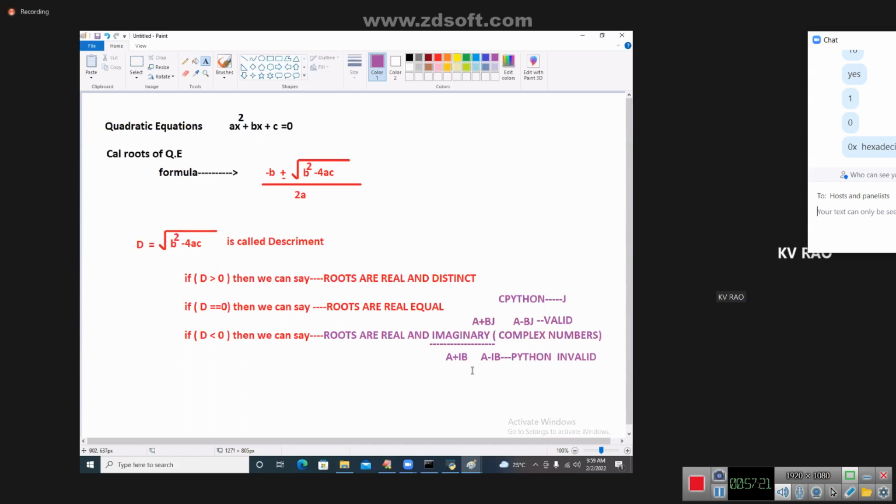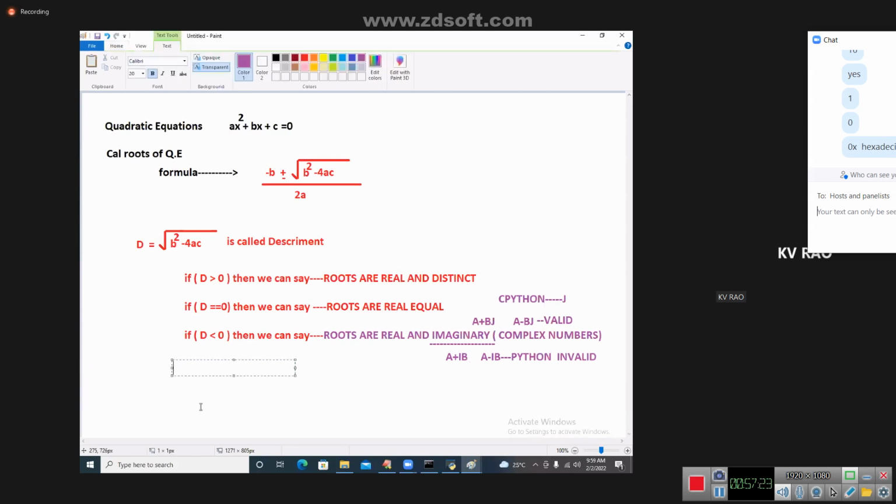So the purpose of the j is... what is a? A is called the real part. I will explain programmatically. B is called the imaginary part. Because I will explain so many operations on it, dear students. Because as a full stack data science developer, I would like to give you towards data science what will come in the industry.